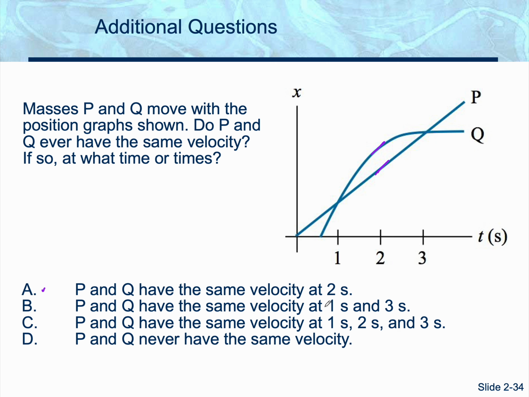They have the same velocity at 1 and 3 seconds. Well, at 1 and 3 seconds, they do cross each other. Does that mean that they have the same velocity at these 2 points? The answer is absolutely not.